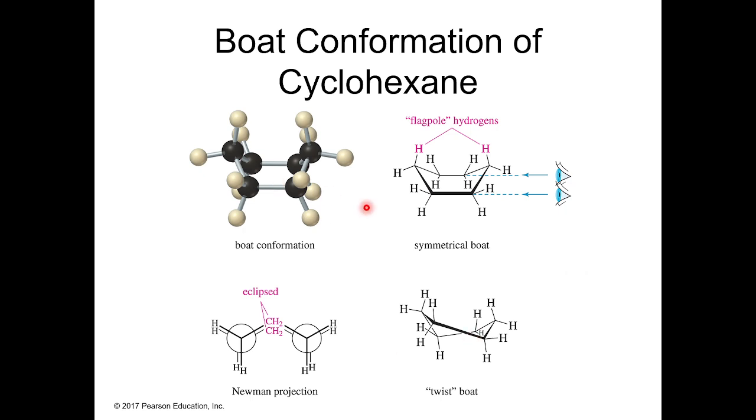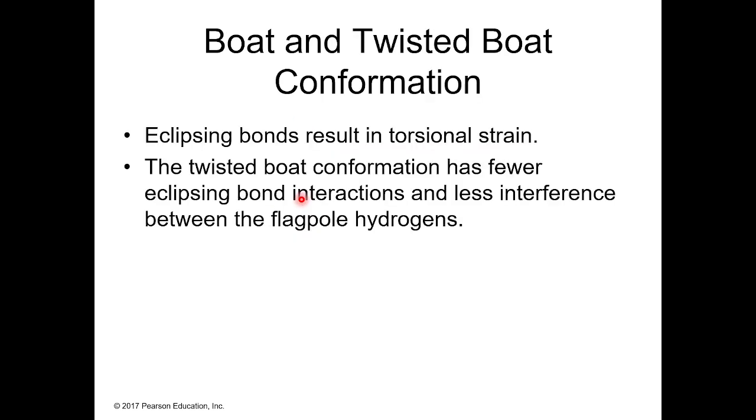Anyways, this is your boat. This is actually the twist boat, by the way, though there are other names for that. It's not a very commonly used name, but it's the one your book uses. Anyways, this is typically less stable than your chair conformation, though there are substituents you can have on here which will make it more stable in comparison. Everything can be relative, by the way.